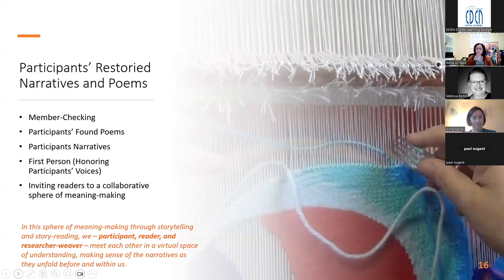And by doing so, I felt that I created a sphere of meaning making where participants, myself as a researcher weaver, and all the readers who are going to read my research meet each other in this virtual space where we share meaning. And by representing those narratives in the first person, I also gave the freedom. And this also was creative. I felt it was creative for me because I gave the freedom to the readers to draw their own interpretations.